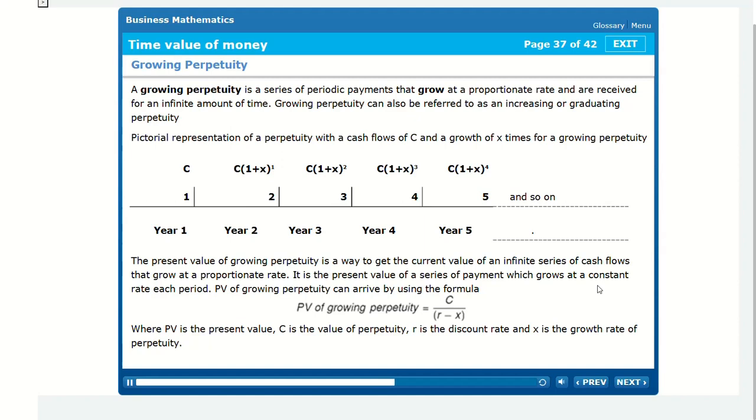It is the present value of a series of payments which grows at a constant rate each period. PV of growing perpetuity can be arrived at by using the formula, where PV is the present value, C is the value of perpetuity, R is the discount rate and X is the growth rate of perpetuity.